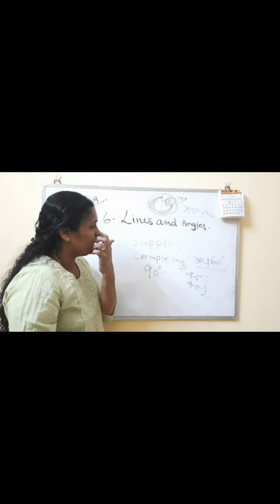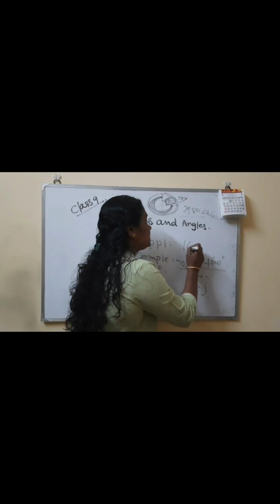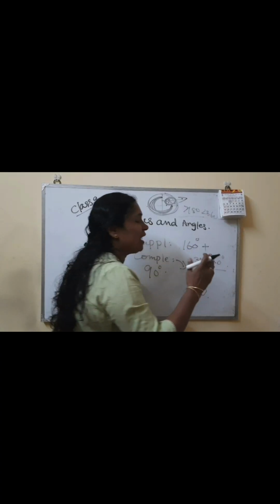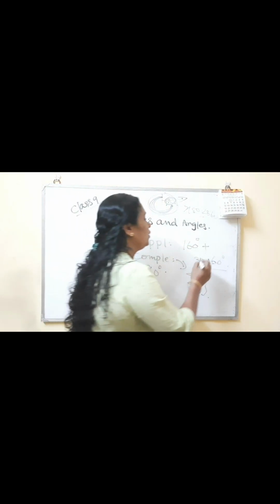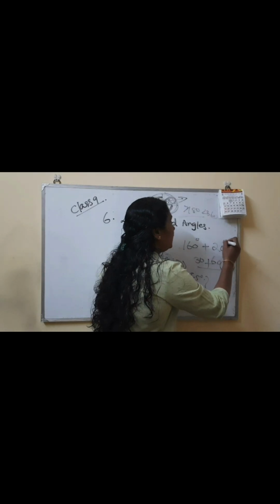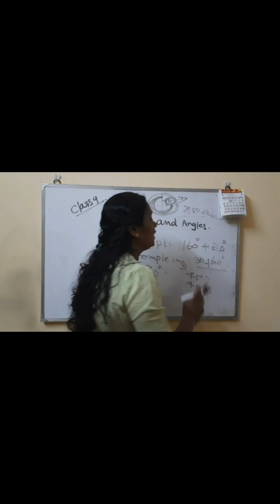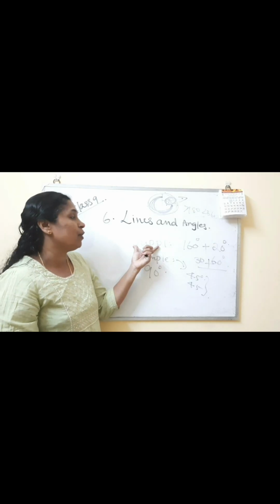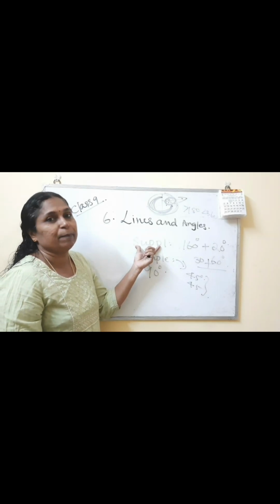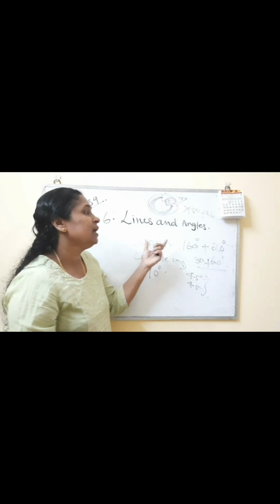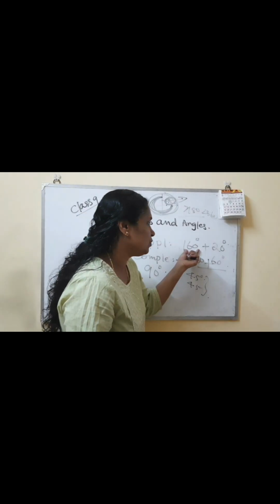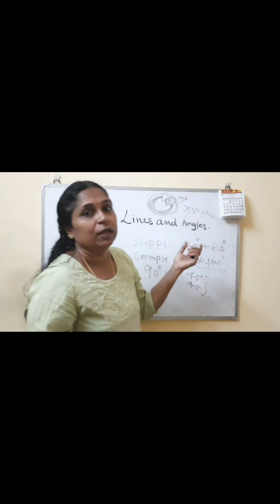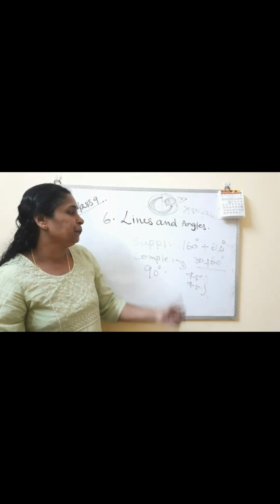Then supplementary angles. Here one angle is 160 degrees. Then the other supplementary angle will be only 20 degrees, that is 160 plus 20 gives 180. For supplementary angles, the sum of both angles must be 180. So if one angle is 160, the other angle must be 20 degrees.